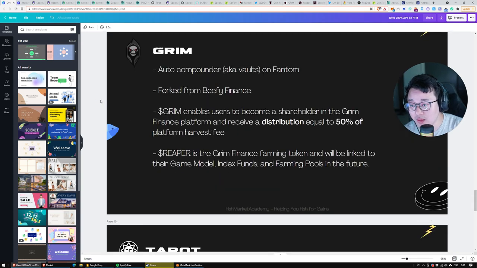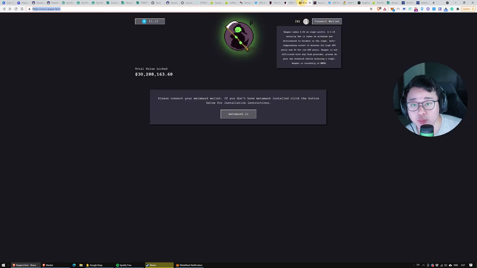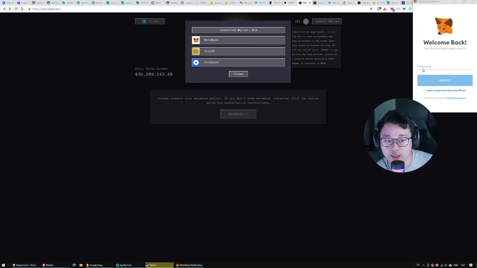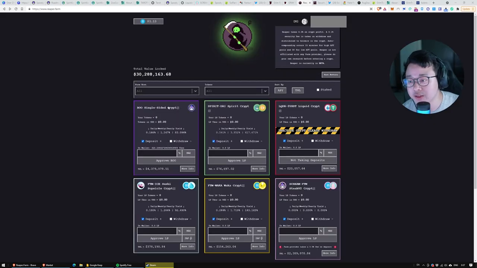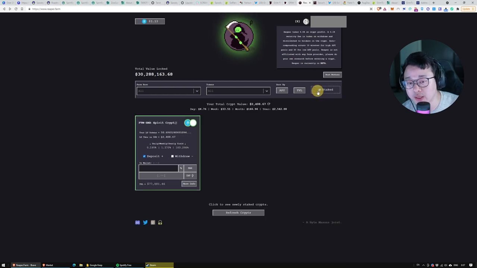Okay, so the next one we're going to cover is the auto compounders. So the first one that came onto Fantom is known as Reaper. I've tried Reaper, it seems pretty interesting. It's very similar to all your different types of auto compounding vaults. Okay, just needed to sign to my MetaMask so that the vaults appear. So you can see it's very similar to all those vaults that you have. And overall, I've tried it and it works pretty well.